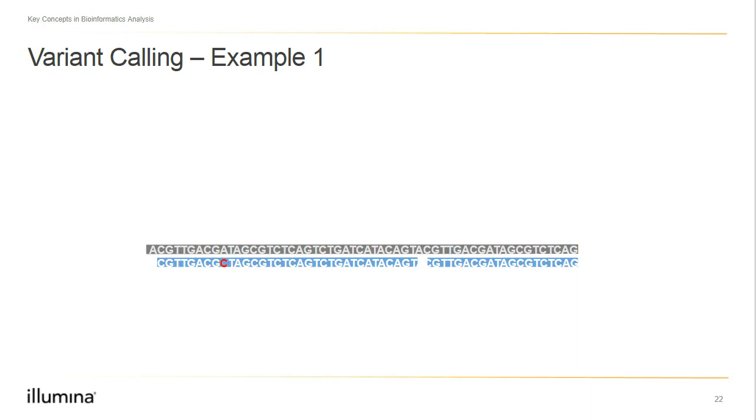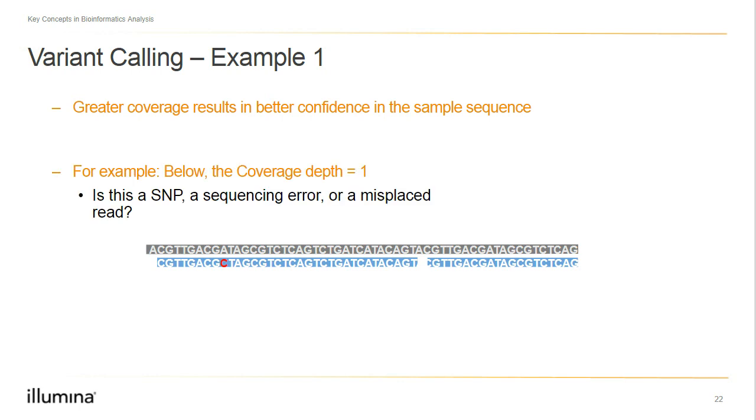So let's think about coverage for a moment. As we said before, greater coverage increases the confidence we have that the sample sequence is correct. In this example, we have our reference in gray and our sample reads in blue. We located a variation in this position here, and we have a C instead of a reference A. Since the depth of coverage is 1, we can't be really sure if this is an actual variant. It could very well be a SNP, but it could also be a sequencing error or even a read that was not aligned to the correct region. To be certain, we really need more data or reads to come to any kind of conclusion.